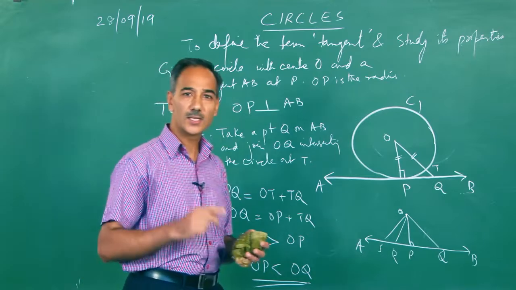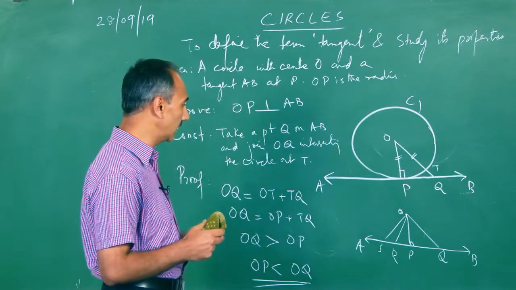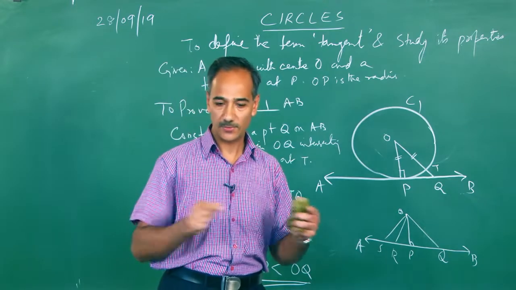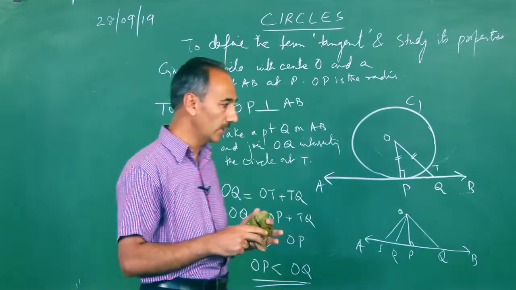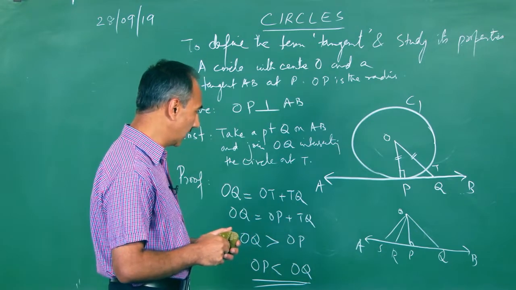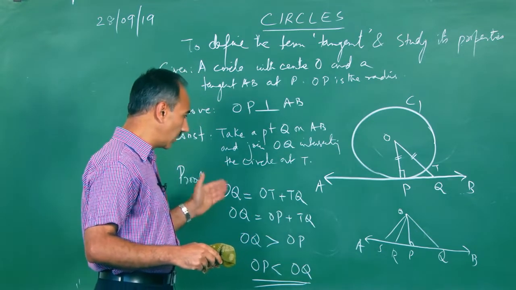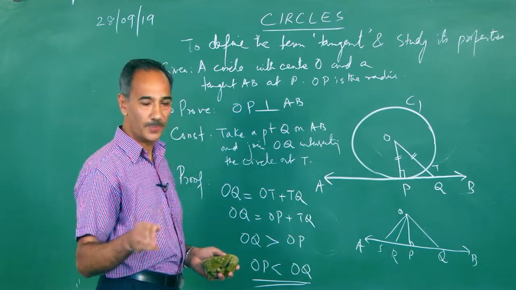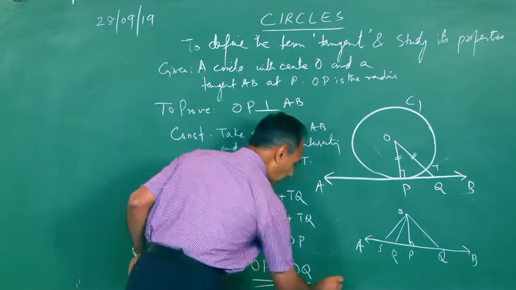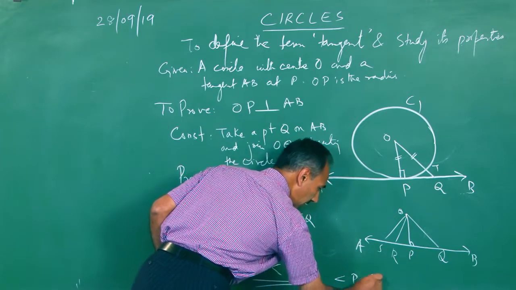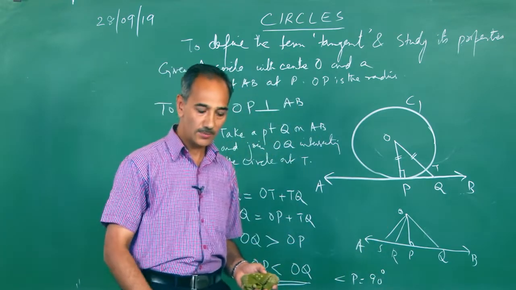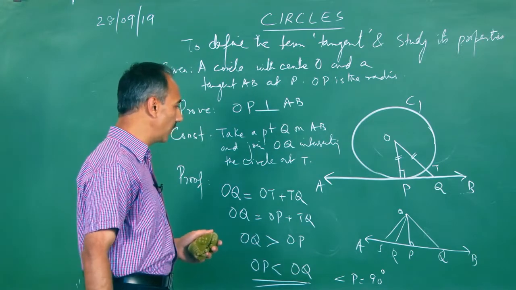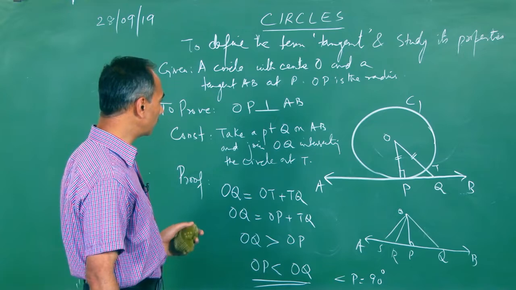And if you recollect, there is a result you studied in grade 9th: of all those line segments that could be drawn from a point to a line, the perpendicular is the shortest. Since OP is shorter than all those line segments, OP is the shortest. That means OP is perpendicular. Therefore, angle P is 90 degrees, because OP is the shortest line segment of all those that could be drawn from O to AB. Hence, OP is perpendicular. So that proves this result.